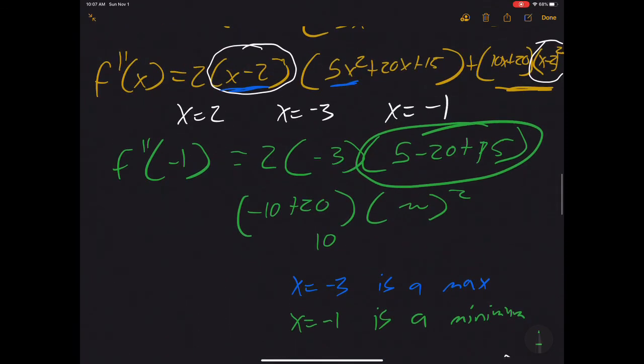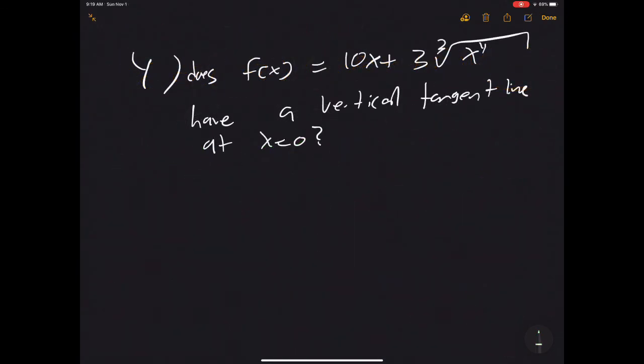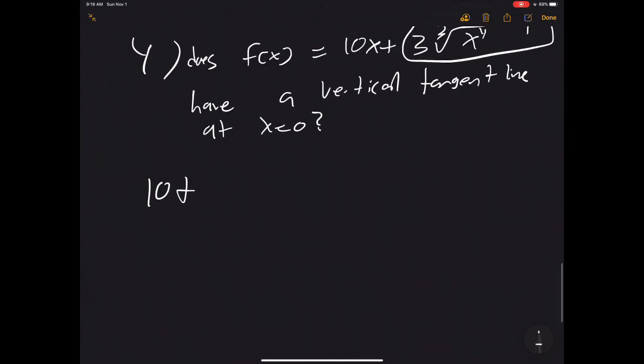So there is the answer to our question. Does f of x equal 10x plus 3 times the third root of x to the fourth have a vertical tangent line at x equals 0? Well, let's take the derivative of it and see. If I take the derivative of this, I get 10 plus. The derivative of this piece is a little tricky, so let's work through it.